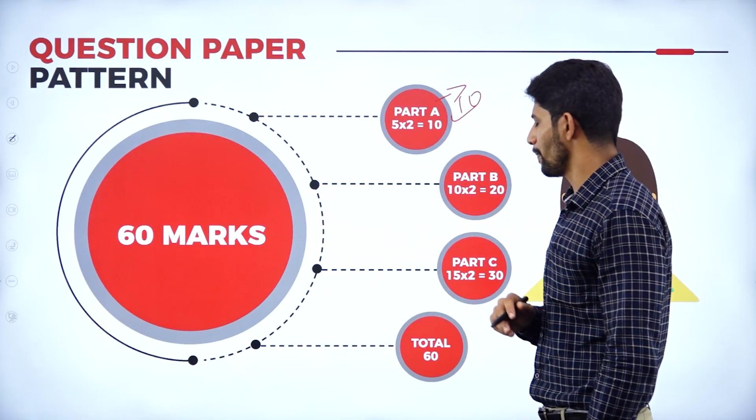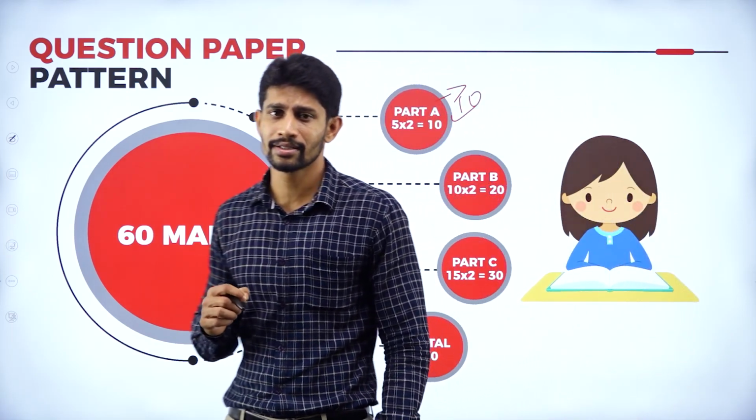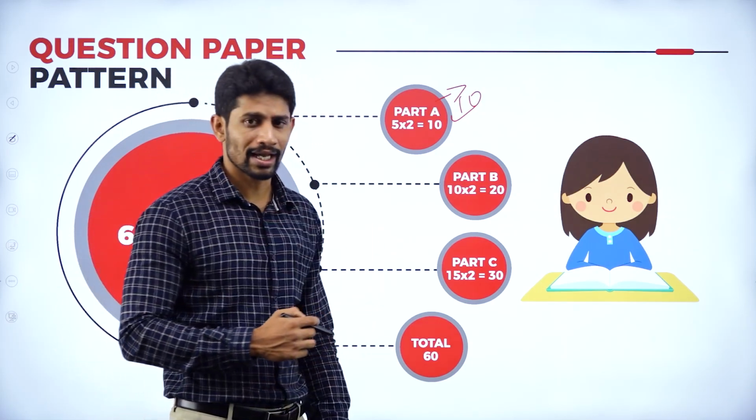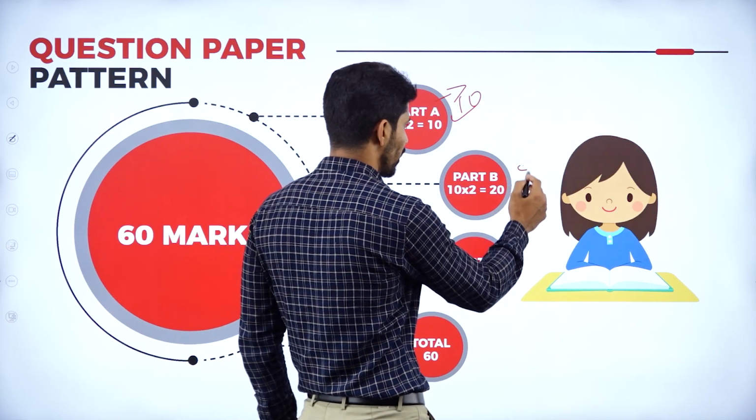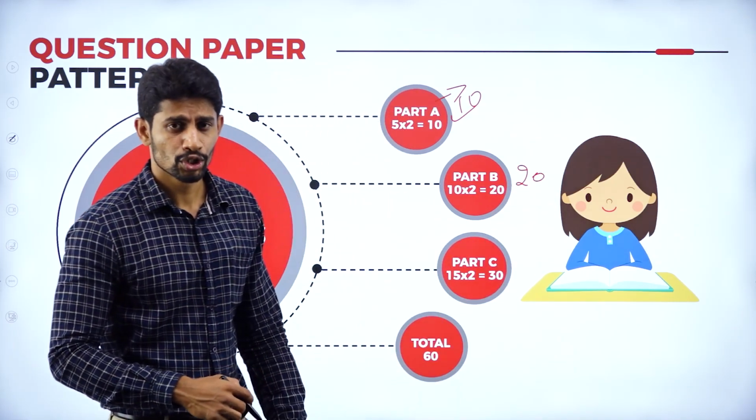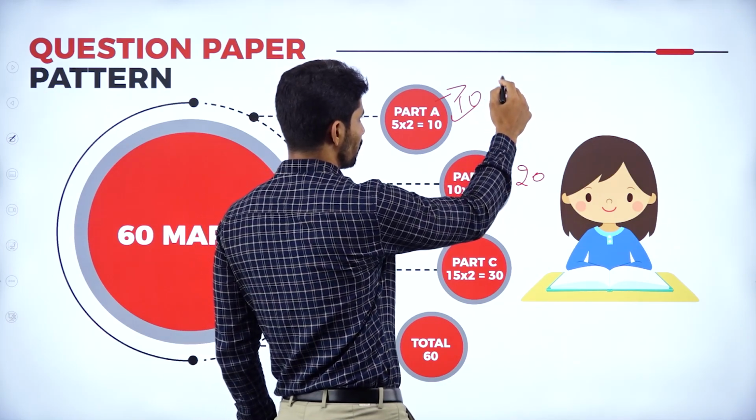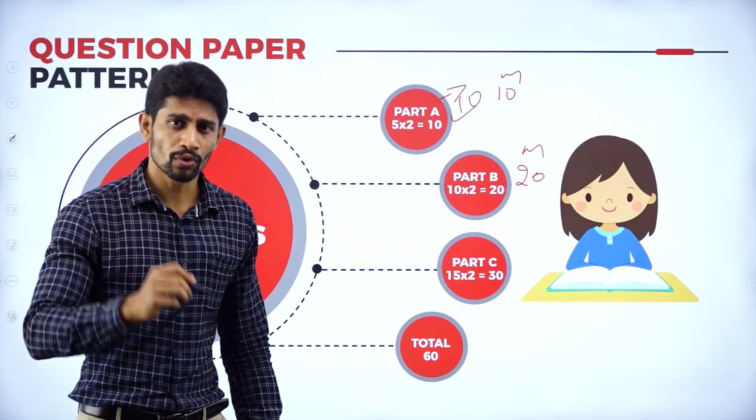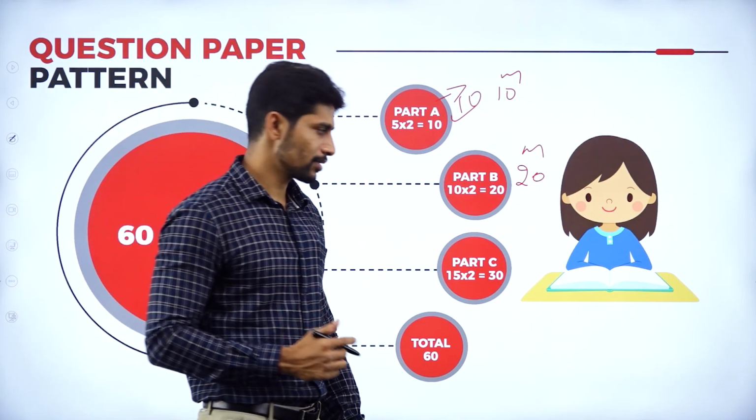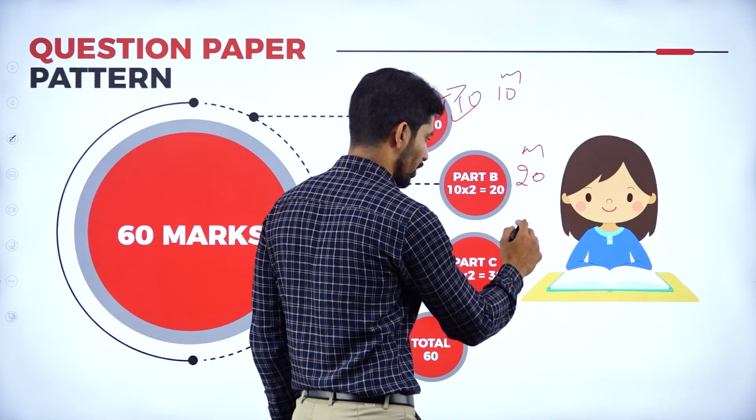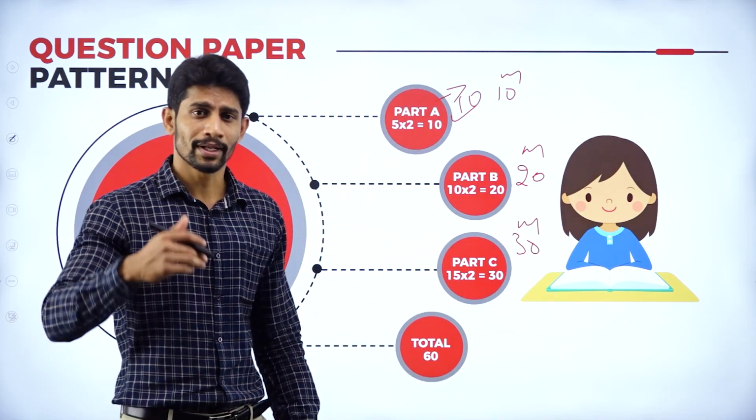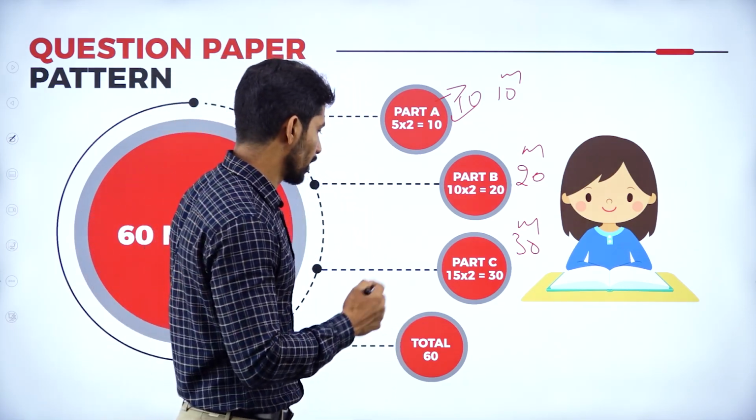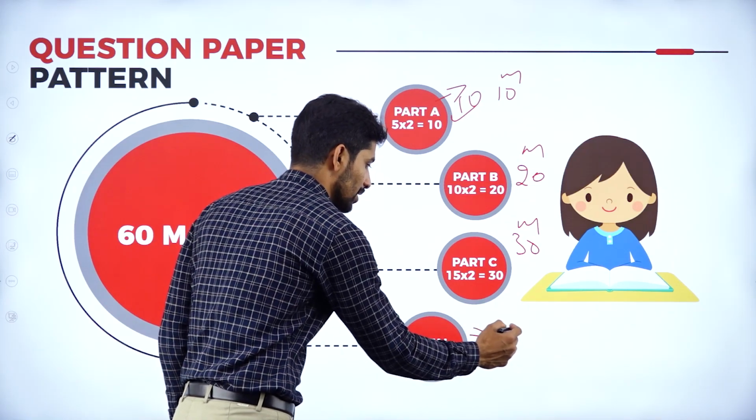In part B, you'll be asked 2 questions which carry 10 marks each, totally for 20 marks. So part A is for 10 marks and part B for 20 marks. Part C, you'll be asked 2 questions which carry 15 marks each, totally for 30 marks. So you'll be writing the paper in the main exam for how many marks? Yes, for 60 marks.